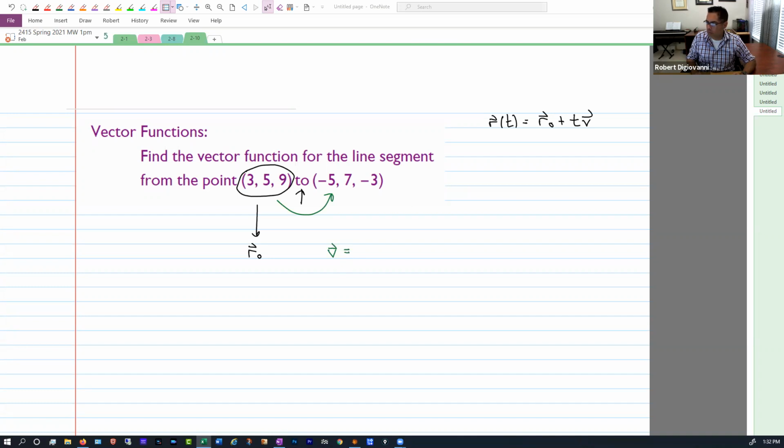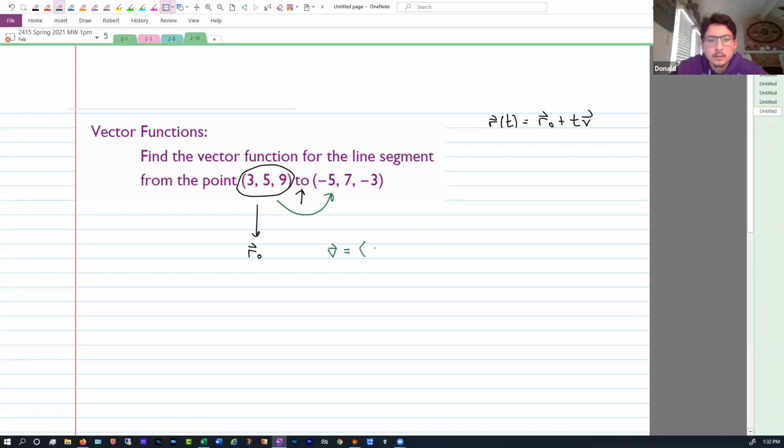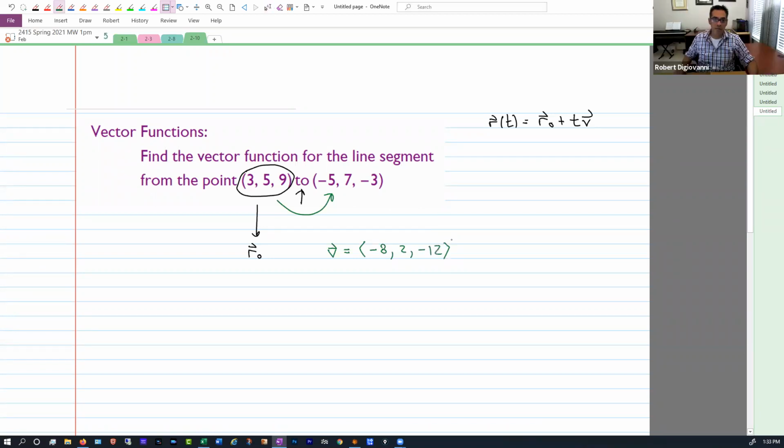No, Jorge? I guess Jorge's not going to tell us. All right, how about Donald? Yes. So what's the vector that goes from this point to this point? It's going to be -8, 2, and -12. Good. Got it, everyone? Good. So R naught, sorry, I didn't put what R naught is. R naught is this vector 3, 5, 9.